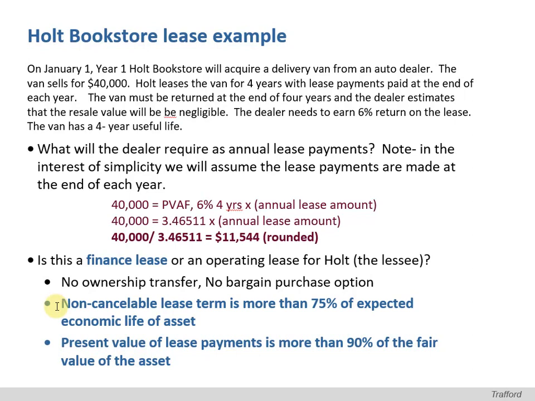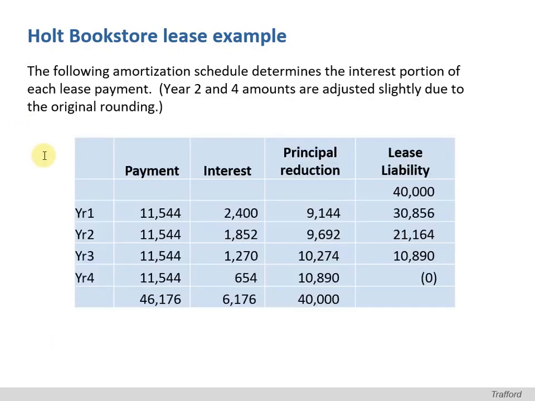Unless I would tell you otherwise, you want to assume that the lease term is non-cancelable. We also meet this criteria. The present value of those lease payments is 100% of the fair value of the asset, so certainly that's more than 90%. Well, the next thing we need to do is build an amortization schedule that reflects how much of each one of those lease payments is going to be considered interest expense or principal reduction of the lease liability.